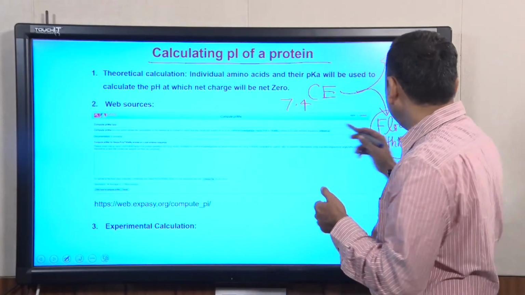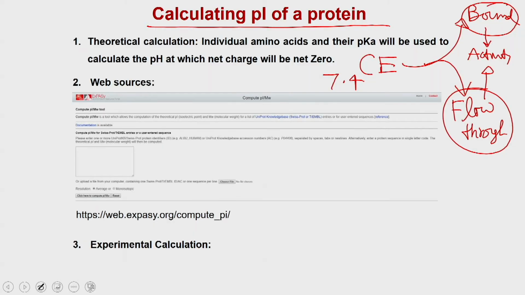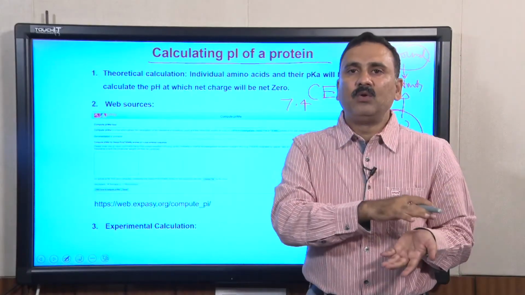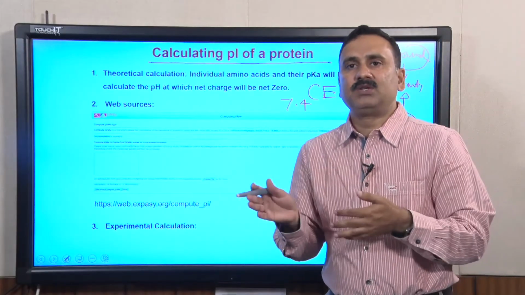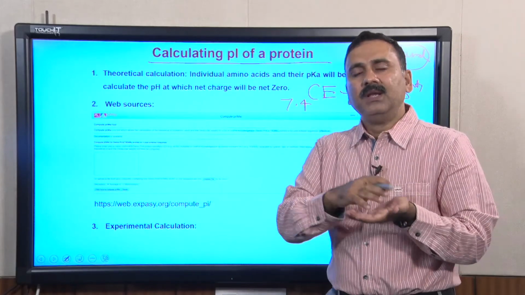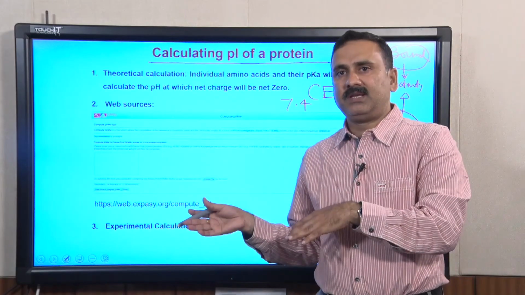But suppose they got the protein in the flow through, which means at 7.4 the protein is not binding to the cation exchange chromatography. Then at 7.4 itself they will try anion exchange chromatography, and in that process the protein will bind to the anion exchange chromatography.